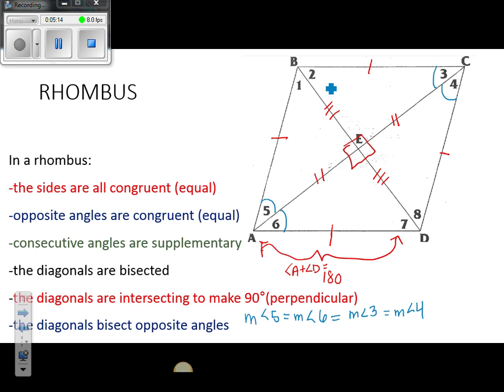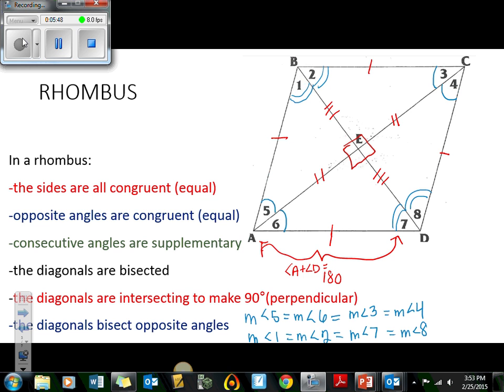Well, we could also do that for 1 and 2 and 7 and 8, because angle B is congruent to angle D. We bisect that angle. 1 is congruent to 2, and 7 is congruent to 8, but 1 is congruent to 7, and 2 is congruent to 8. They're all congruent to each other, so we can say that same thing. The measure of angle 1 is equal to the measure of angle 2, which is equal to the measure of angle 7, which is equal to the measure of angle 8. So now we've talked about rhombuses.